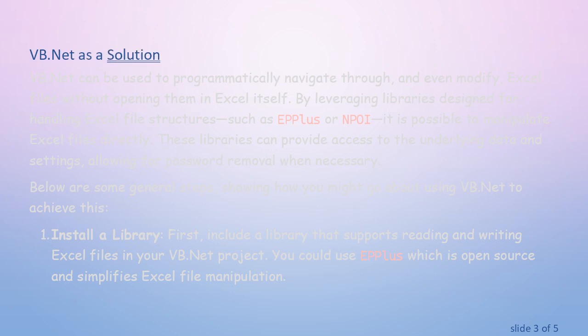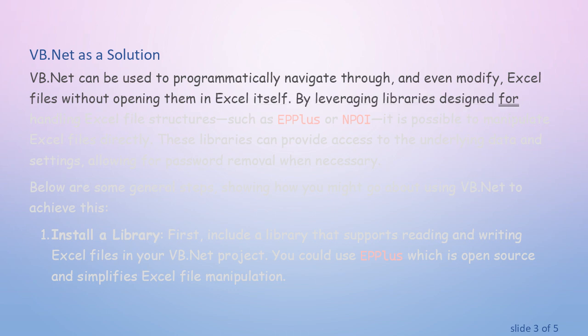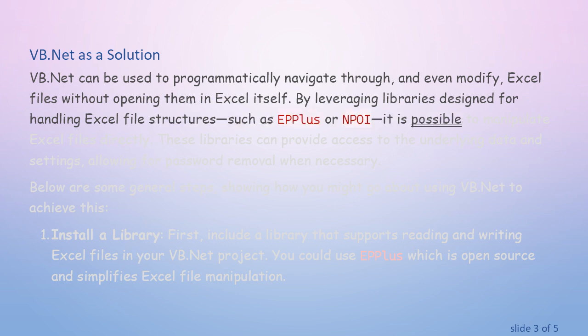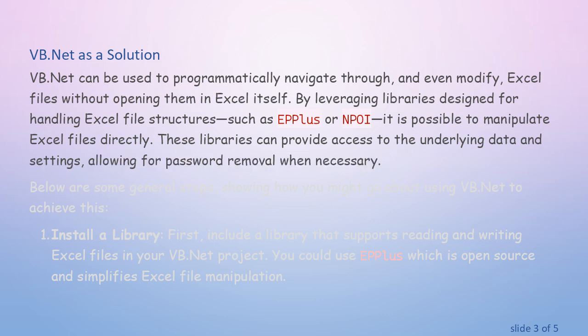VB.net as a solution. VB.net can be used to programmatically navigate through, and even modify, Excel files without opening them in Excel itself. By leveraging libraries designed for handling Excel file structures, such as EPPlus or NPOI, it is possible to manipulate Excel files directly. These libraries can provide access to the underlying data and settings, allowing for password removal when necessary.